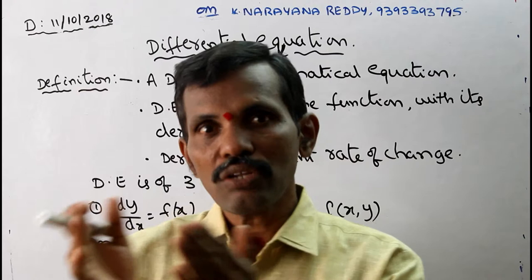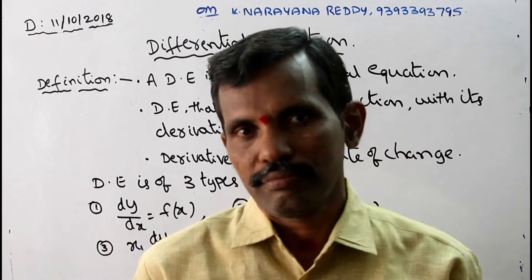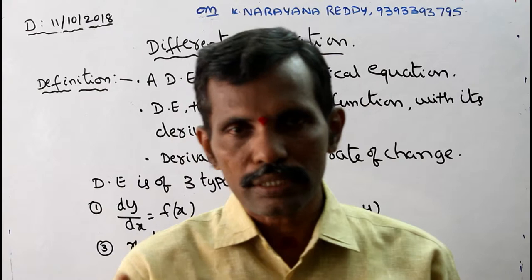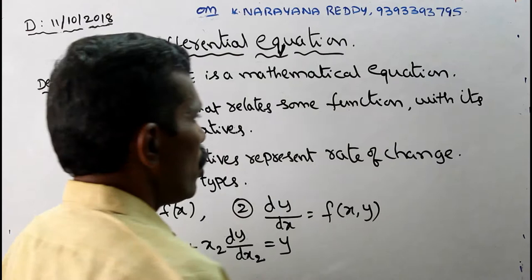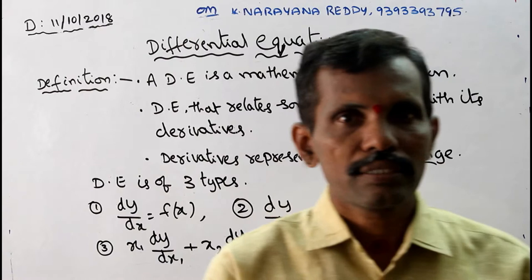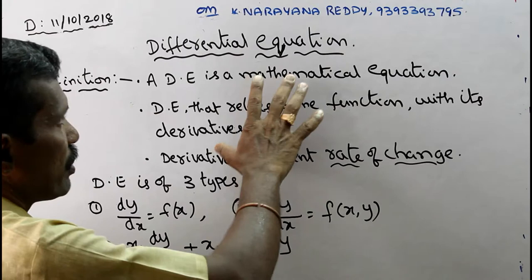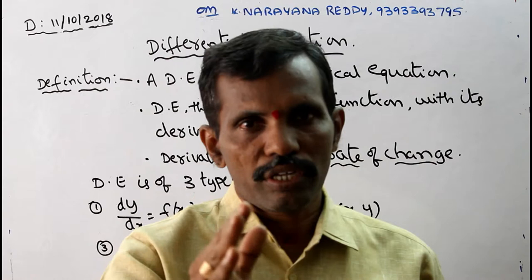Okay, so with its derivatives, derivatives means changes. Derivative is nothing but change step by step, order by order, one by one. So that is derivatives. Derivatives represent rate of change. Rate of change depends upon percentage or area wise or problem wise or calculation wise. There are so many changes, rate of change. So a differential equation is nothing but a mathematical equation which has changes, its derivatives. Derivatives are nothing but rate of change. Okay, that is a differential equation simply.